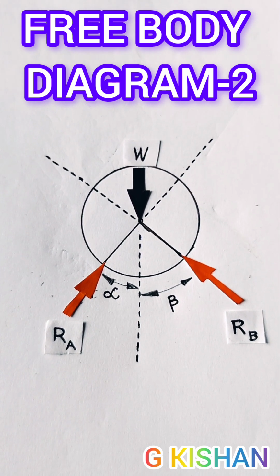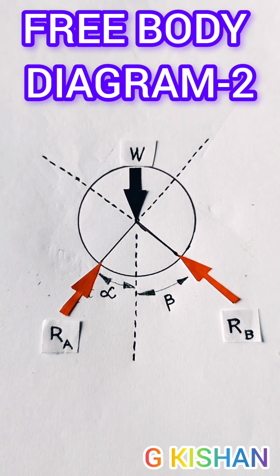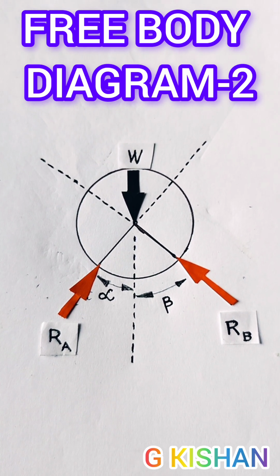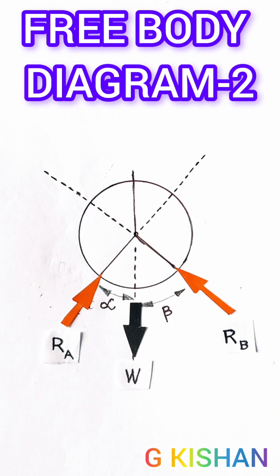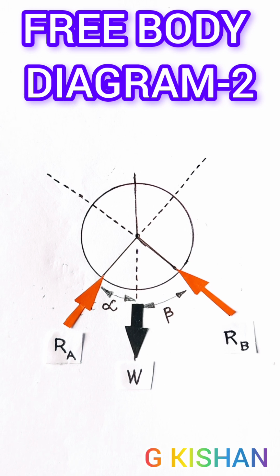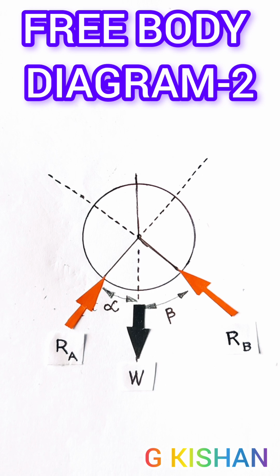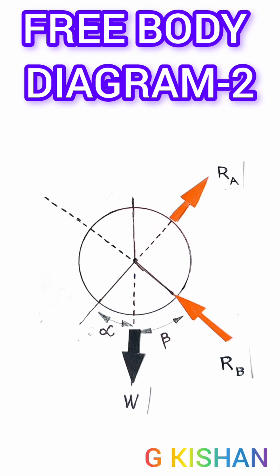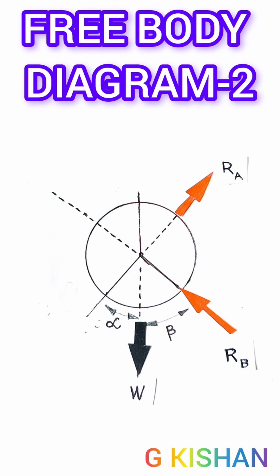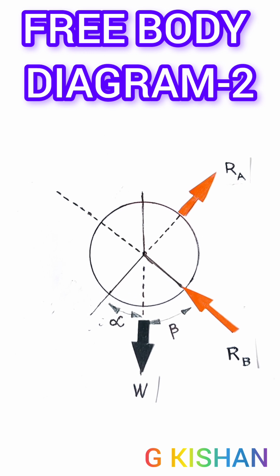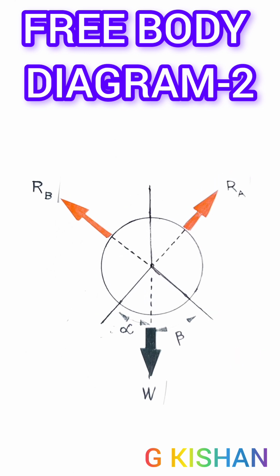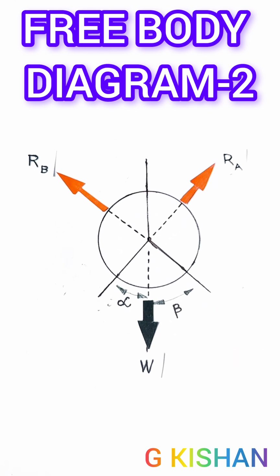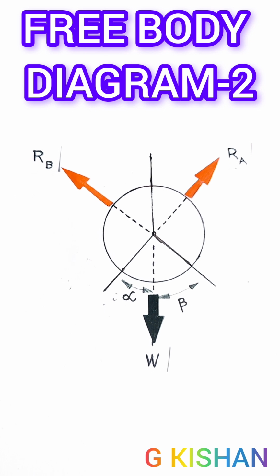We can transmit the weight force, which is acting at the center, to a newer position on the same line of action of force. We can also transmit the RA force from the present position to a newer position on the same line of action of force. We can also transmit the RB force from the present position to a newer position on the same line of action of the RB force. This also indicates the free body diagram of the given problem figure.